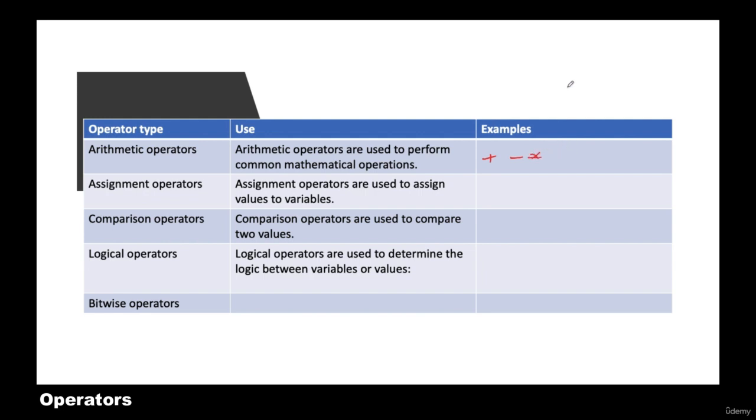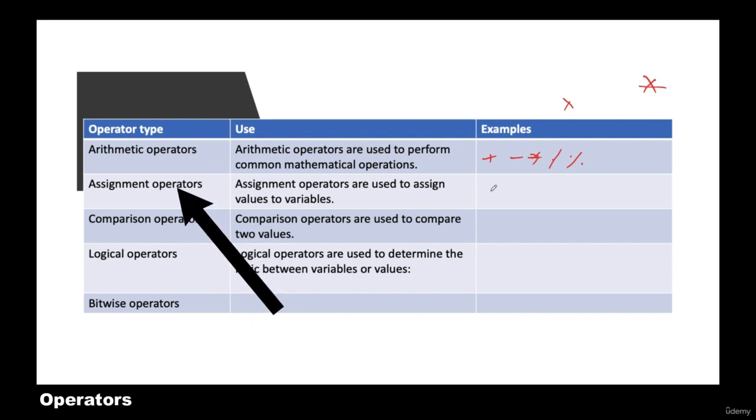In case of C++, using this X will not work, so we will use a star operator. Then we will be using the division operator. Then we have the modulo operator. The modulo operator will give you the remainder when we do some division operation. All these operators are for mathematical usage, so they are called arithmetic operators.